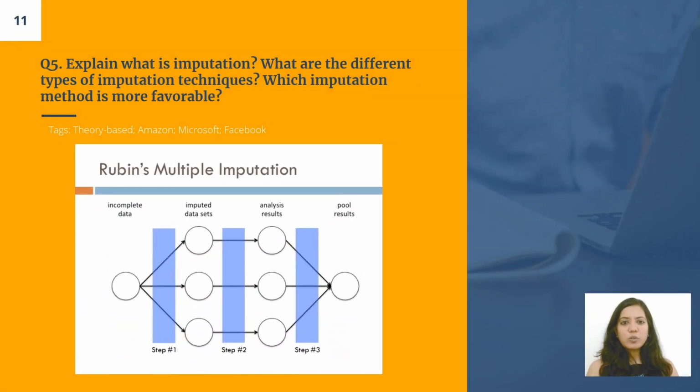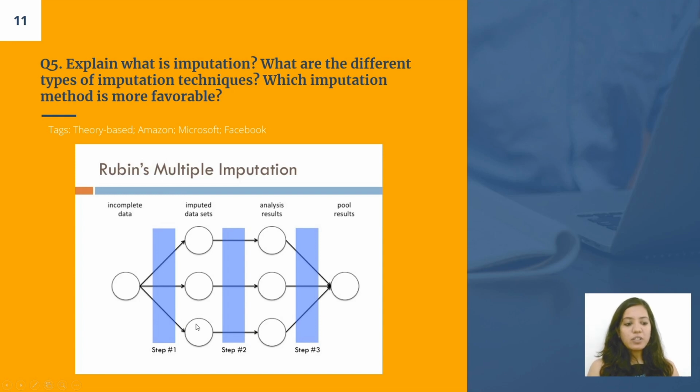Now that we have understood what single and multiple imputation are, let's look at the different techniques. The techniques might be similar between single and multiple imputation, but there are certain ones for single imputation alone and several for multiple imputation alone. Here I just wanted to quickly show you Rubin's multiple imputation. This is basically how multiple imputation is performed. When we have incomplete data, we take different scenarios.